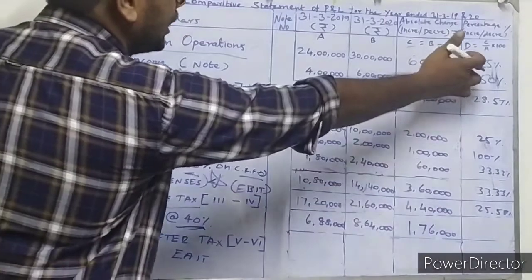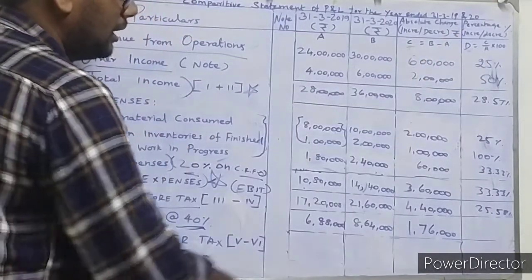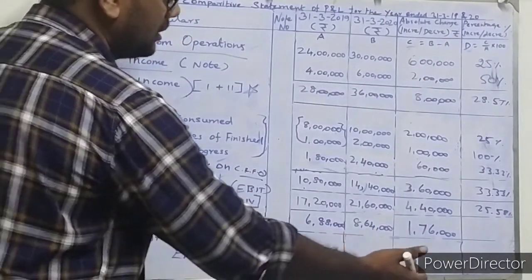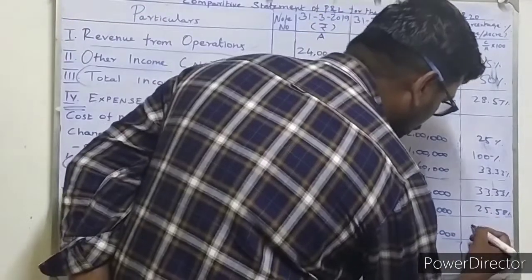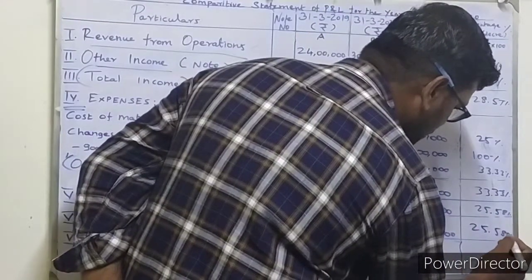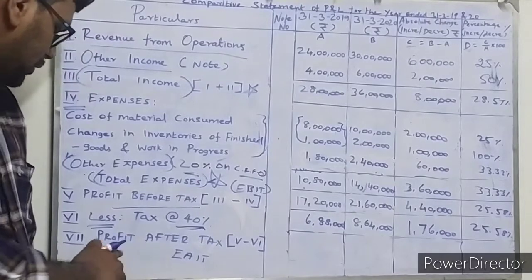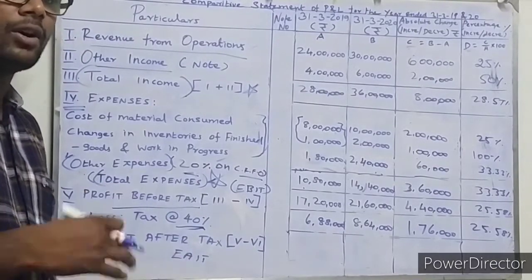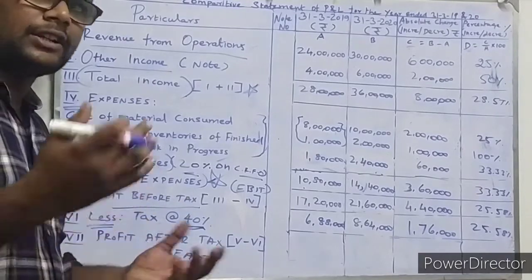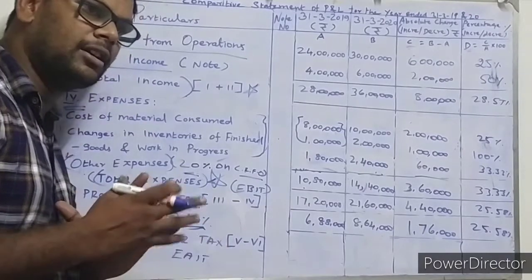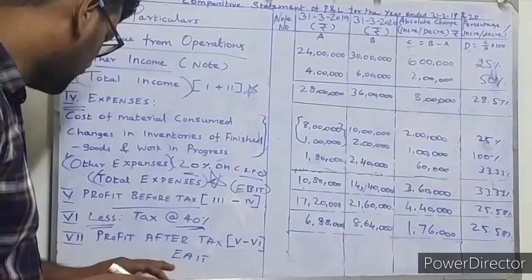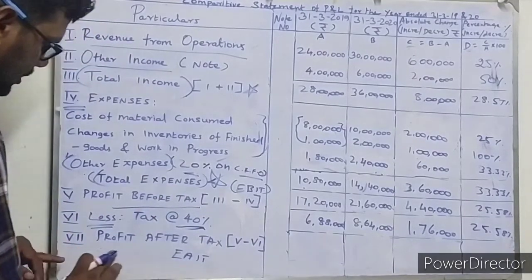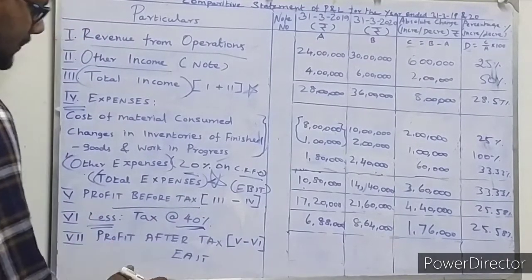Then again I am going to execute this formula: D is equal to C by A, absolute change divided by previous year into 100. Then I can get the answer, 25.58 percent. Then we are going to calculate profit after tax, which is EAIT, earnings after interest and taxes. After interest and taxes we will study in ratio analysis. For your better understanding, we can consider it as profit after deducting taxes.